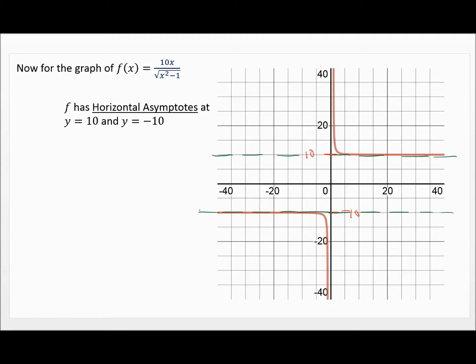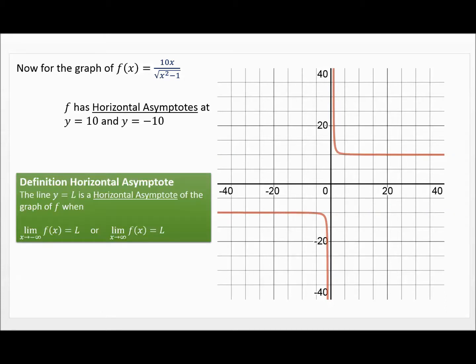As you go out to positive infinity, it could have one value, and as you go out to negative infinity, another value. And here's our official definition of a horizontal asymptote. The line, and this is important, the line y equals L. Horizontal asymptotes are always written in the form y equals, just like vertical asymptotes are x equals. When the limit as x goes to negative infinity gives you a real number, or the limit as x goes to positive infinity gives you a real number.